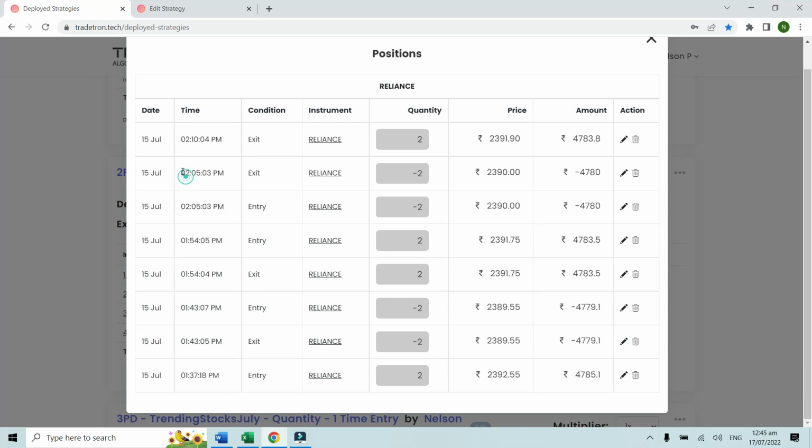So over here, this is nothing but the sequencing difference. See, this is the same time, right? So 2:03 p.m. and 2:03 p.m. In this case, what has happened is the entry that it took at 1:05 p.m. got exited first in Reliance, and then after that it took entry again at 2:05 p.m. and that was exited at 2:10 p.m. All right.